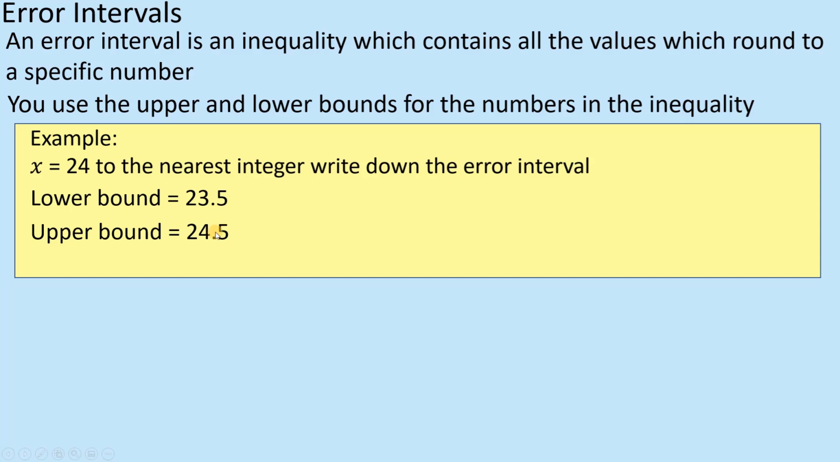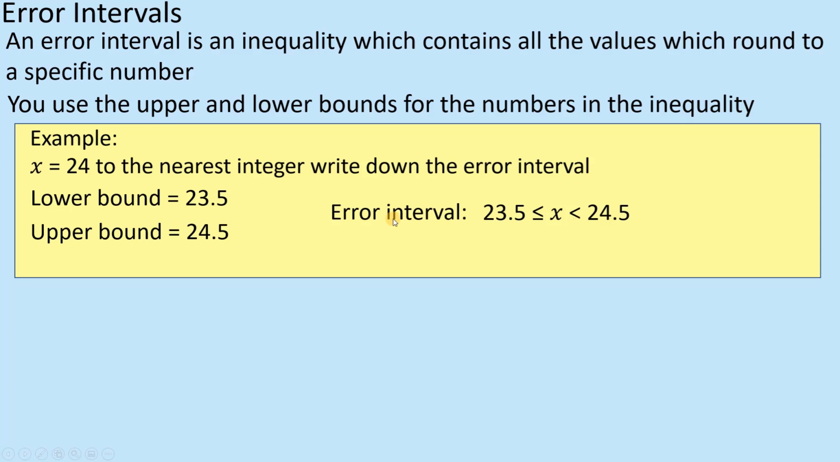So when we're writing our error interval, the inequality is absolutely critical in terms of how you write it. We're going to put the value of x, because it's 24, in between 23.5 and 24.5. I want you to pay particular attention to these two inequalities, because x can equal 23.5 because that rounds up, but it cannot equal 24.5. It has to be less than 24.5. Hence, there's no line underneath here.